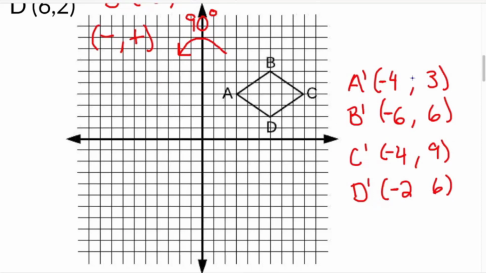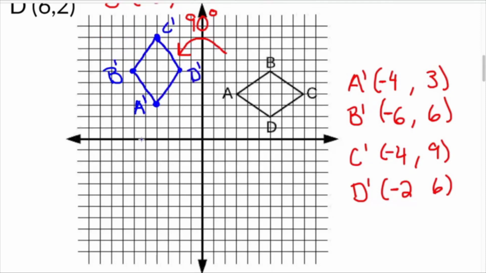Here are the coordinates of our new vertices that we need to plot for our new figure. A prime is negative 4, 3, so we'll graph that. We'll also label it. B prime is negative 6, 6. We will also label B prime. C prime is negative 4, 9. And finally, D prime is negative 2, 6.